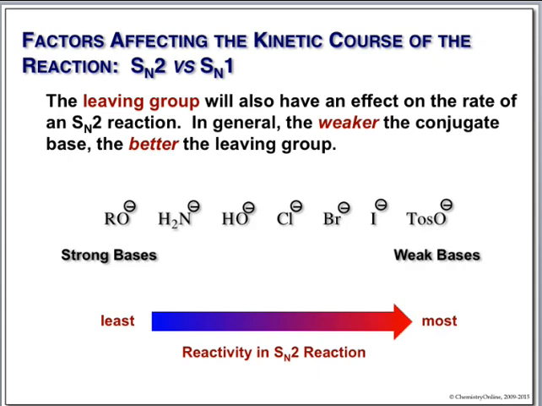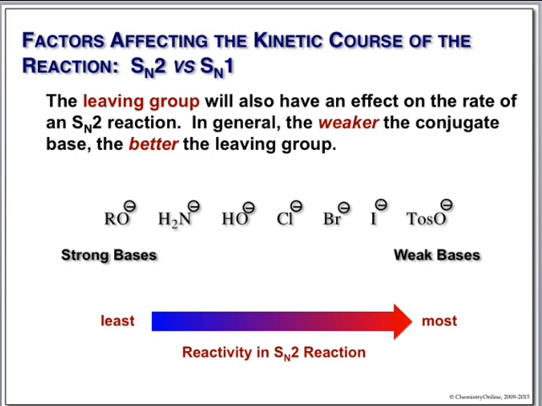Leaving group. This is going to be just the opposite of what we saw for nucleophile. Remember, for a nucleophile, we said if it was a strong base, that was good. Over here, a strong base for a leaving group is really rotten. Halogen is in here somewhere. In general, the weaker the base, the better the leaving group.